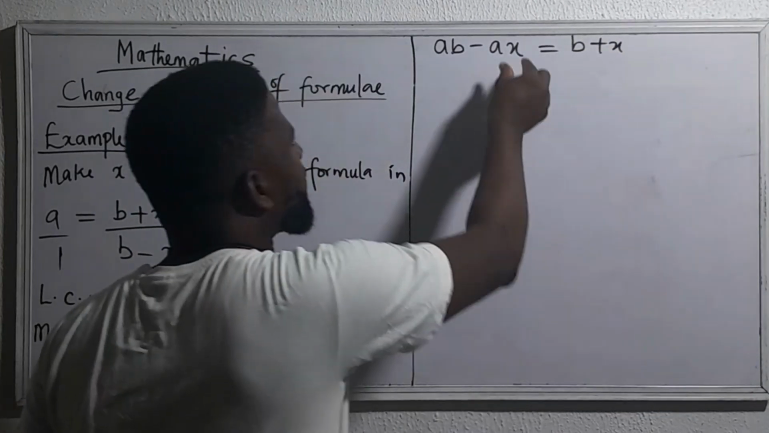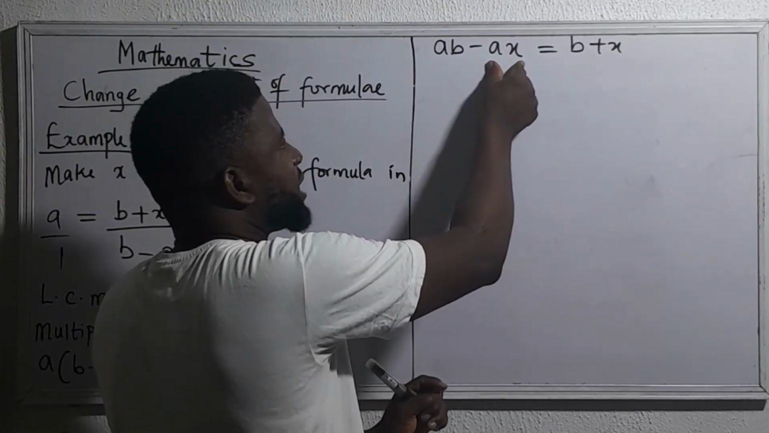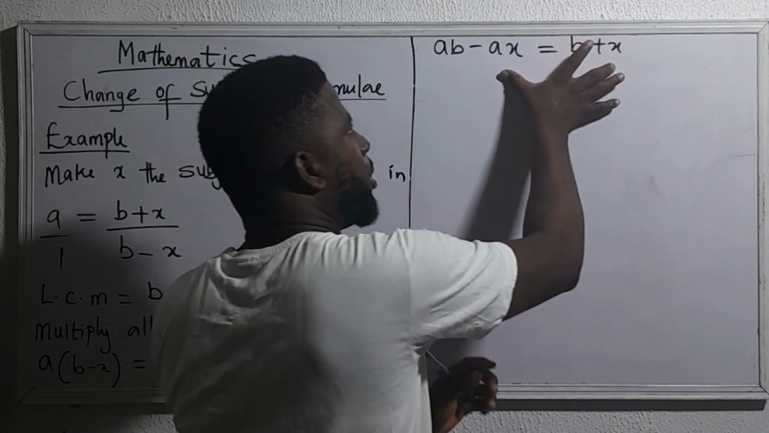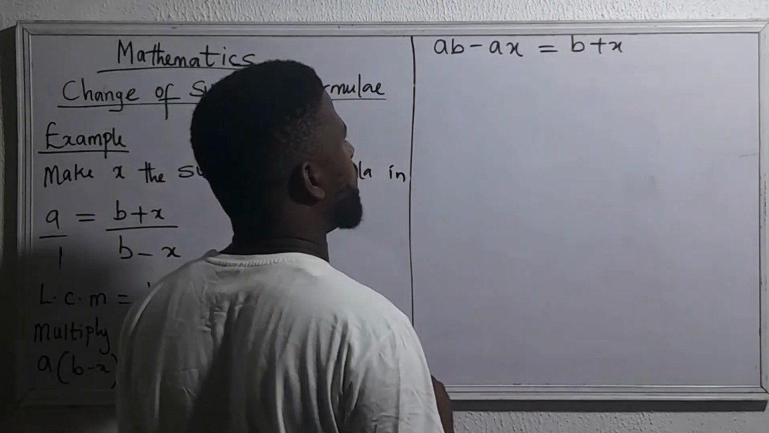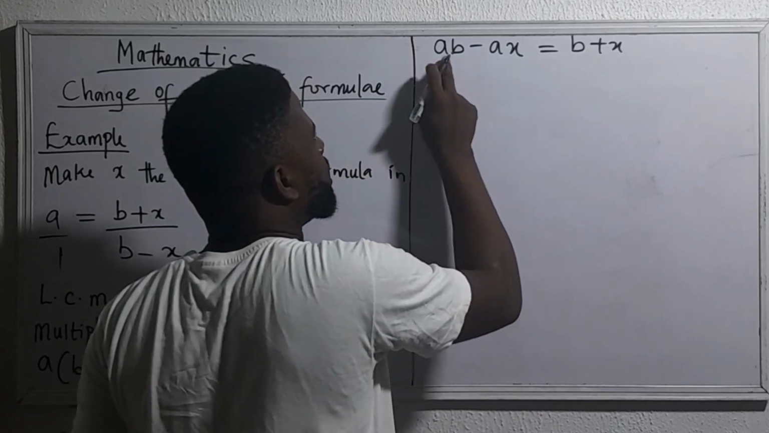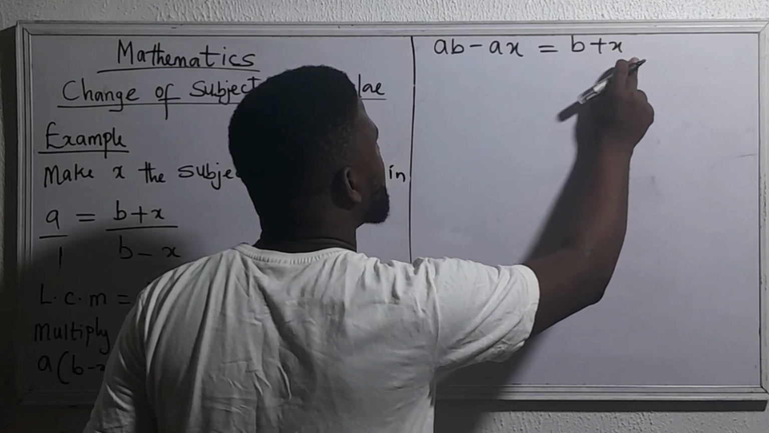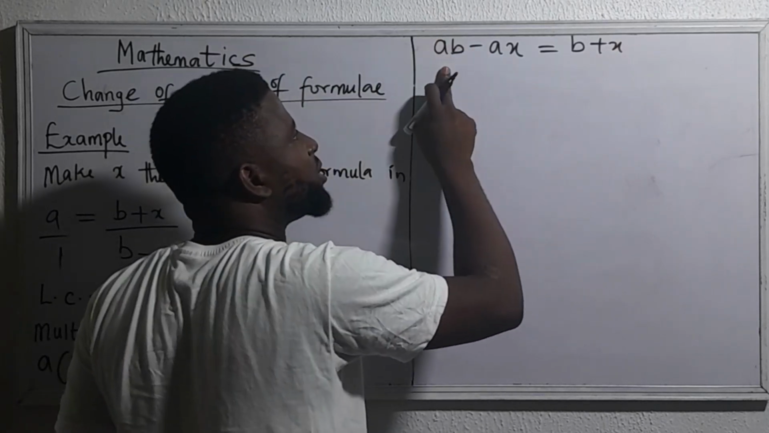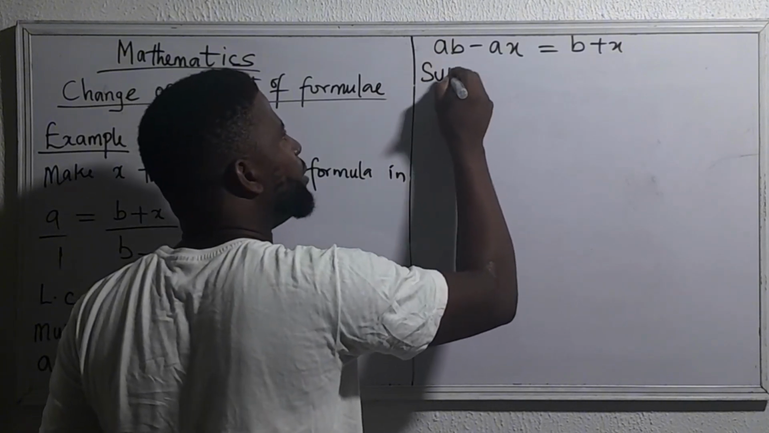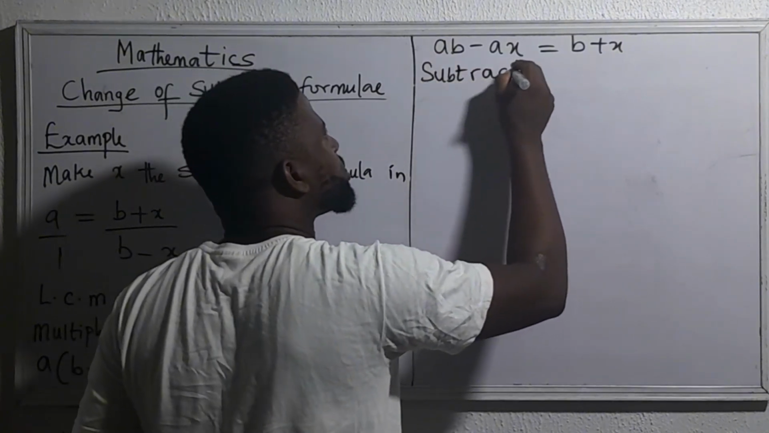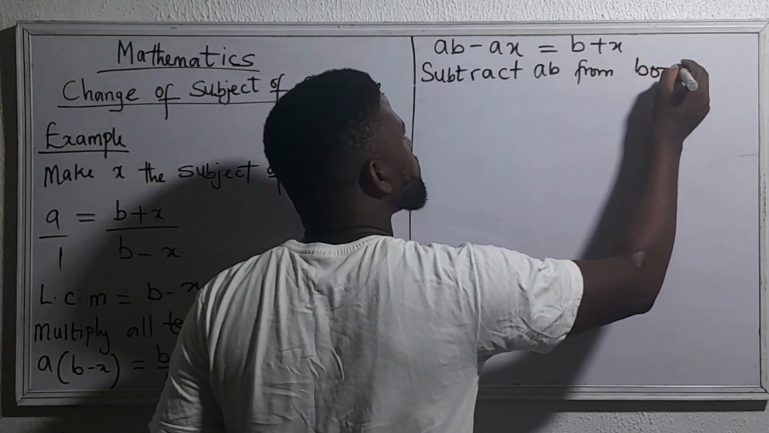Now, we have to make x the subject of the formula. So every variable with x are common terms, while every variable without x are uncommon terms. So we have to delete ab from this side and also delete x from the right-hand side. To delete ab from the left-hand side, we use the inverse of ab, that is, we subtract ab, but it has to be from the two sides. Subtract ab from both sides.